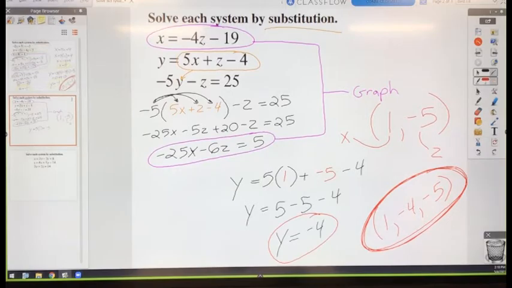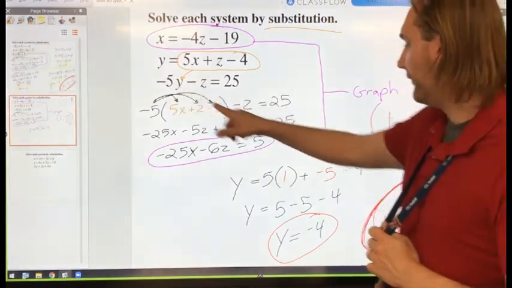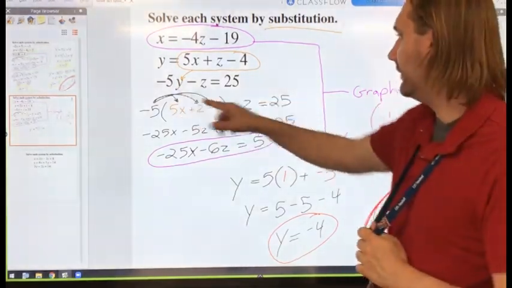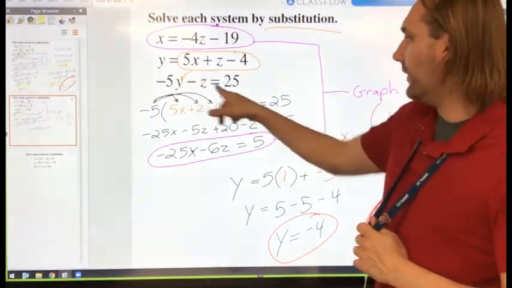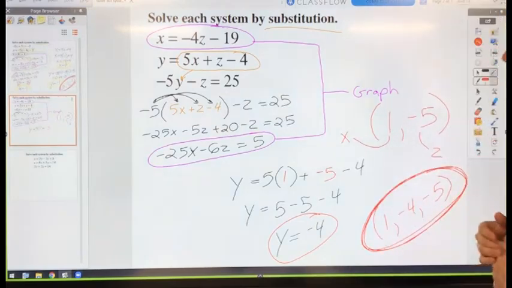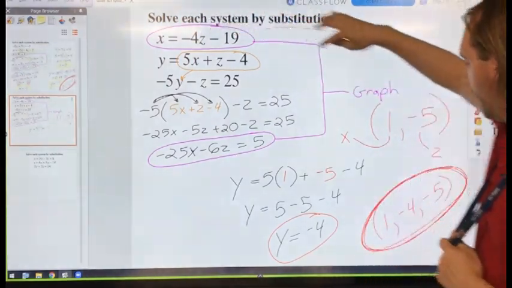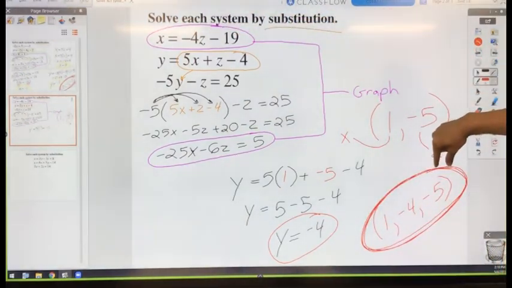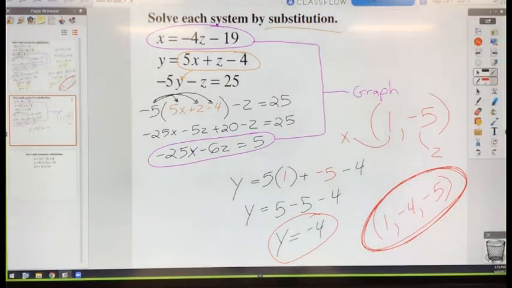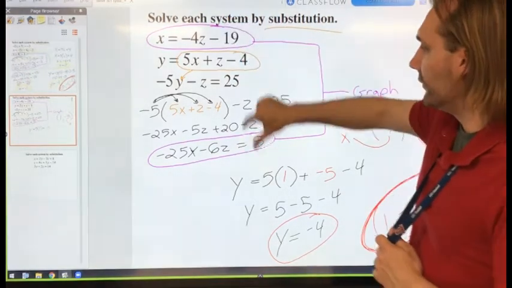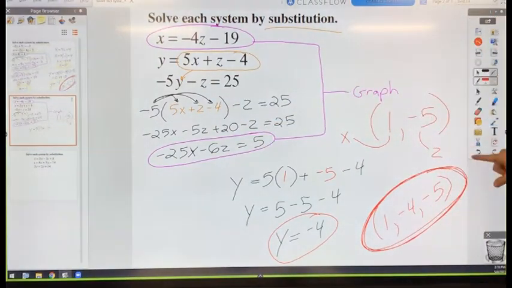You can test by plugging it in to each of the problems. So negative 5 times negative 4 is 20. 20 minus a negative 5 is 25. Hey, it worked out. Let's try the top one. Negative 4z, which is negative 5, so that's 20. 20 minus 19 is what? Worked out there. So you save yourself a lot of work by turning your 3 by 3 into a 2 by 2, graphing your results, and then using those coordinates to plug in to find out the variable.